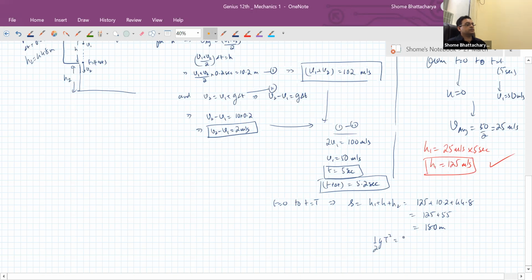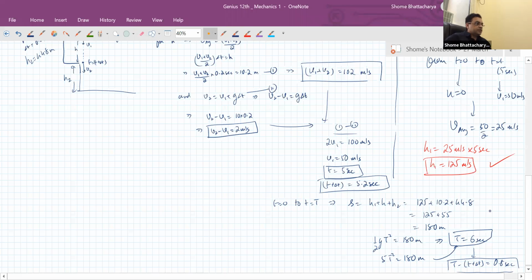So half g t square is equal to 180 meters. So from this you get the total time as 6 seconds. So total time is 6 seconds means that the further interval of time, T minus (t plus delta t), will come out to be 0.8 seconds. So I'm just providing you with an alternate method of solving these type of problems, which sometimes is very useful.